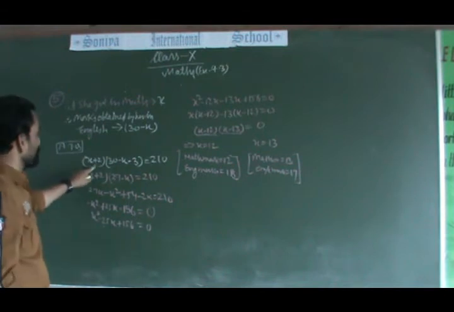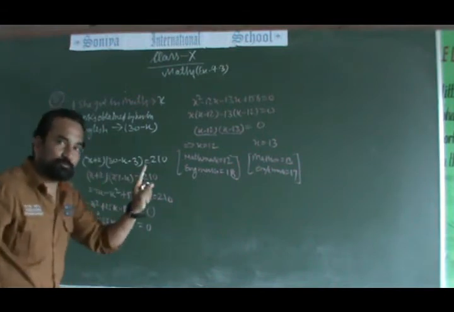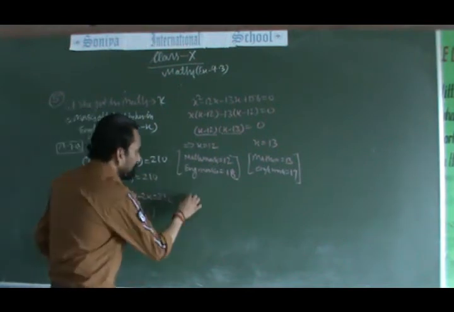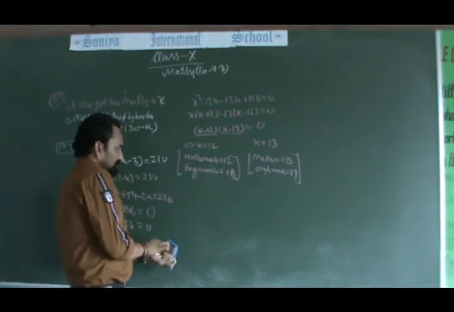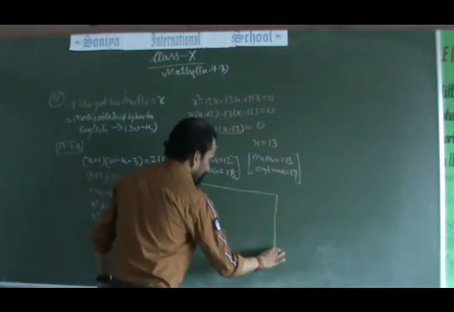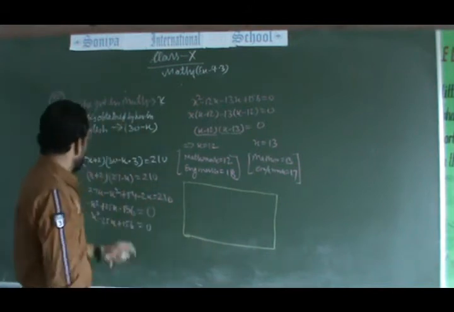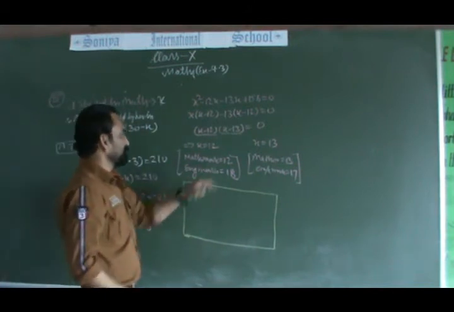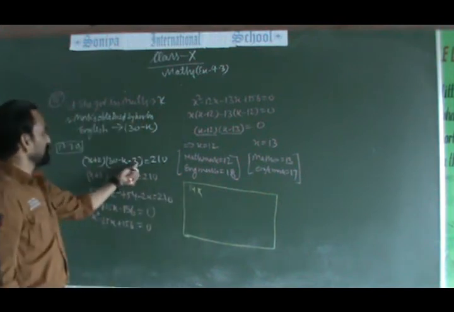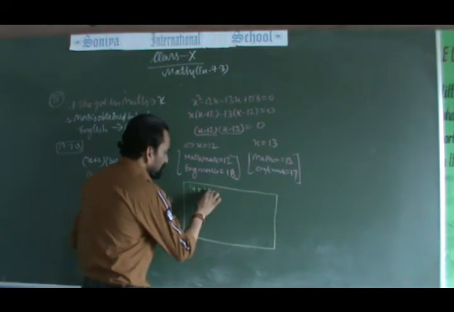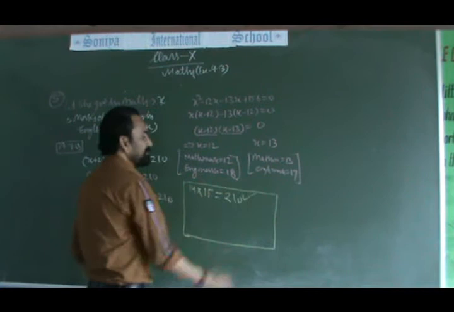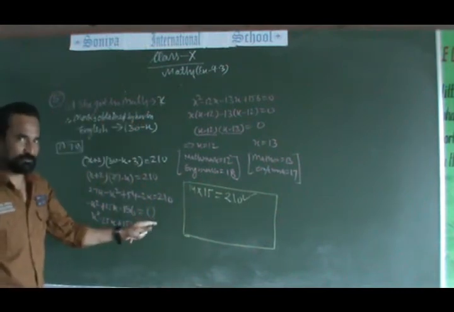But see the second question. If she got 2 more marks in mathematics, then what was the mark in mathematics? 14. This is out of the solution for your cross-checking. This is also very important. And 3 marks less in English, then 15. What is the product of these two? 210. The second equation is also satisfied.